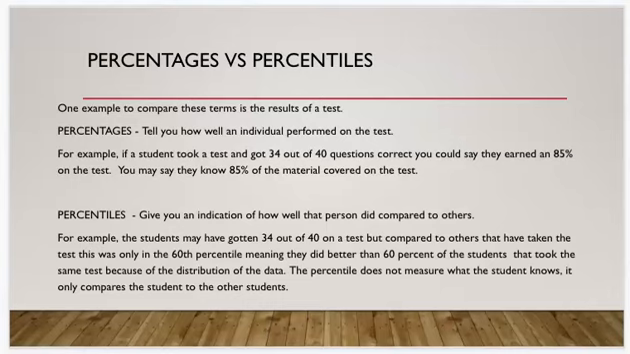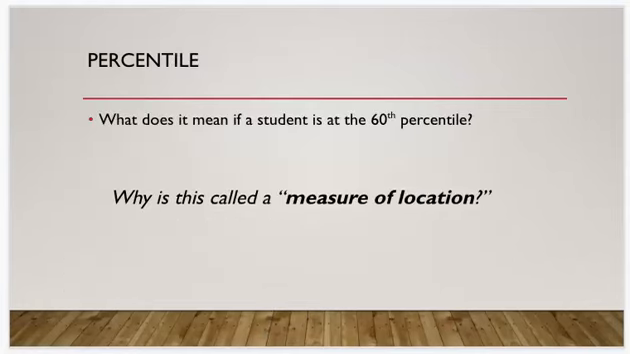This might also tell you that the rest of the class, or a lot of students, did much better than 85%, since 40% of the students scored better than this student, and they got an 85. So what does it mean if the student is in the 60th percentile, and why is this called a measure of location?